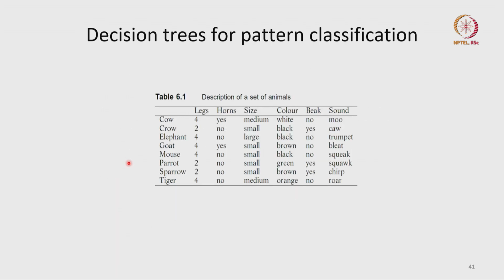So, let us take another example of a pattern classification problem. Here we are talking about different animals. Let us say these are the classes that we have, and each one has this description. A cow has 4 legs, it has horns, the size is medium, it is white, it does not have a beak, and this is the sound that it makes, etc. And if we take a mouse, it has 4 legs, it does not have horns, it is small, it is black, it does not have a beak, and it squeaks, etc.